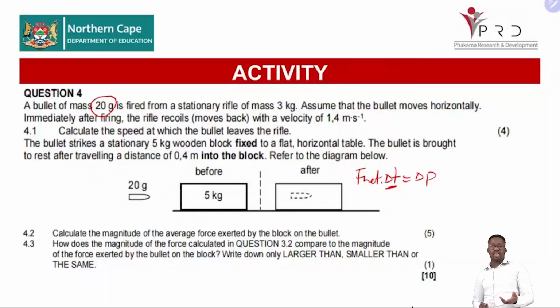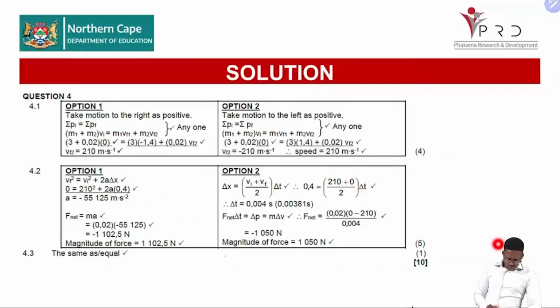And how do we get the time? We must use equations of motion to get the time. So we must first get the time. If you use equations of motion, change in x is equal to Vi plus Vf over 2 multiplied by change in time. Then you can get your time as 0.04 seconds.